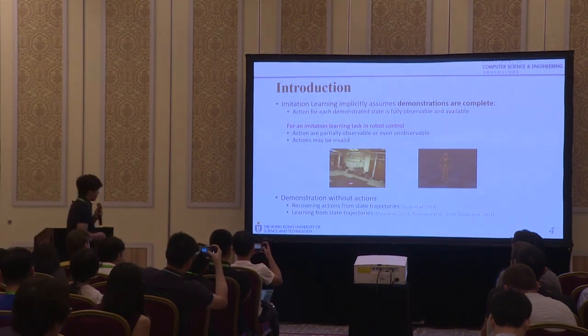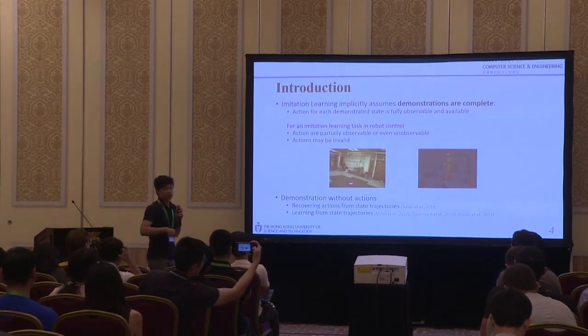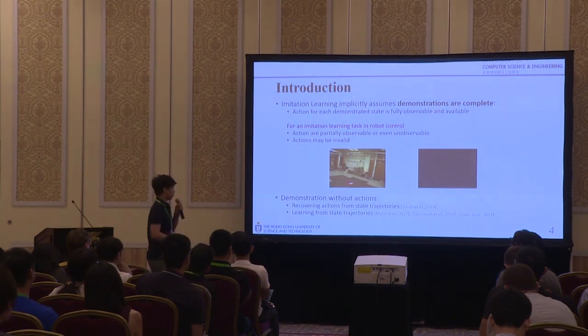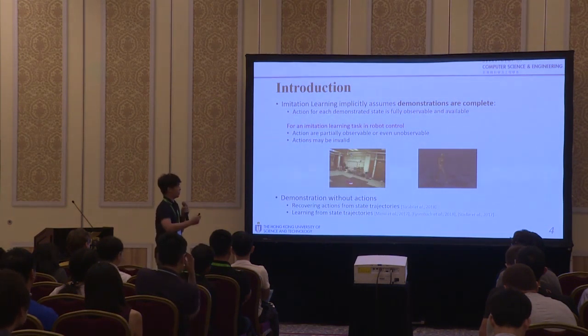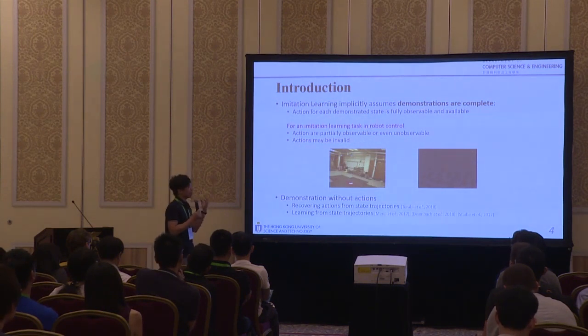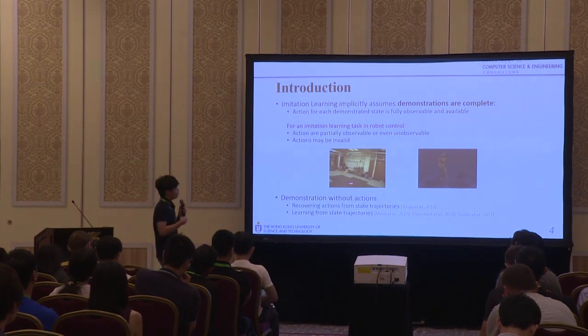Here is an example. This demonstrator wants to show how to walk to a robot. What are the states? The states are the joint positions and joint velocities. Then what are the actions? Actions are the forces applied to each joint. The forces generated by the human are muscle contractions, which cannot be easily detected. Even if we can detect those forces, they cannot be easily applied to a robot, because the robot and the human have different body shapes and different physical structures. So even if we have the actions, they may not be valid for a robot.